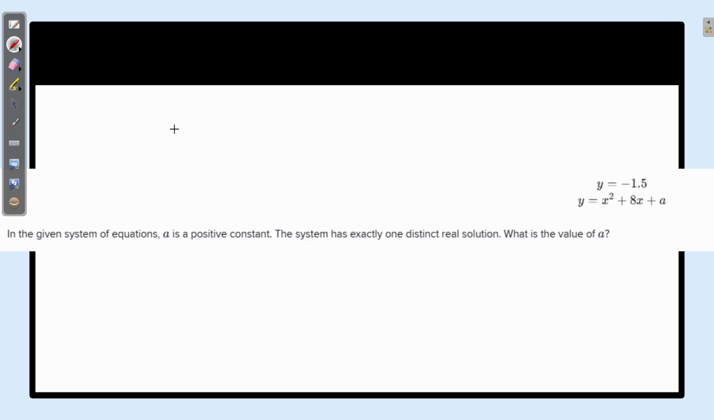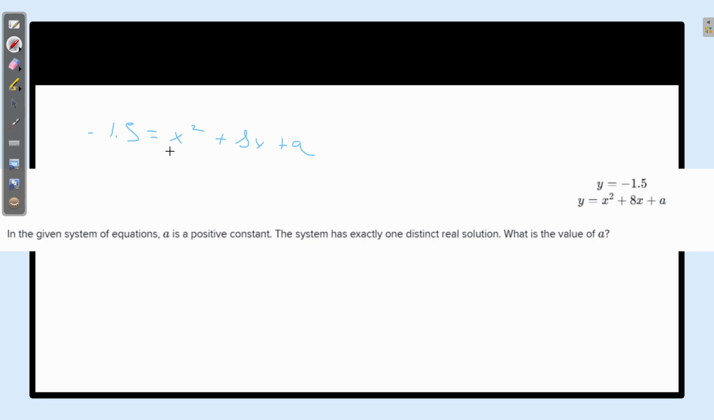So in the given system of equations, A is a positive constant. This system has exactly one distinct real solution. What is the value of A? Well, if y equals negative 1.5, immediately what I'm thinking of doing is putting negative 1.5 equals x squared plus 8x plus A. And then I'm thinking, how do you know when a quadratic equation, which is what we have here, has only one solution?